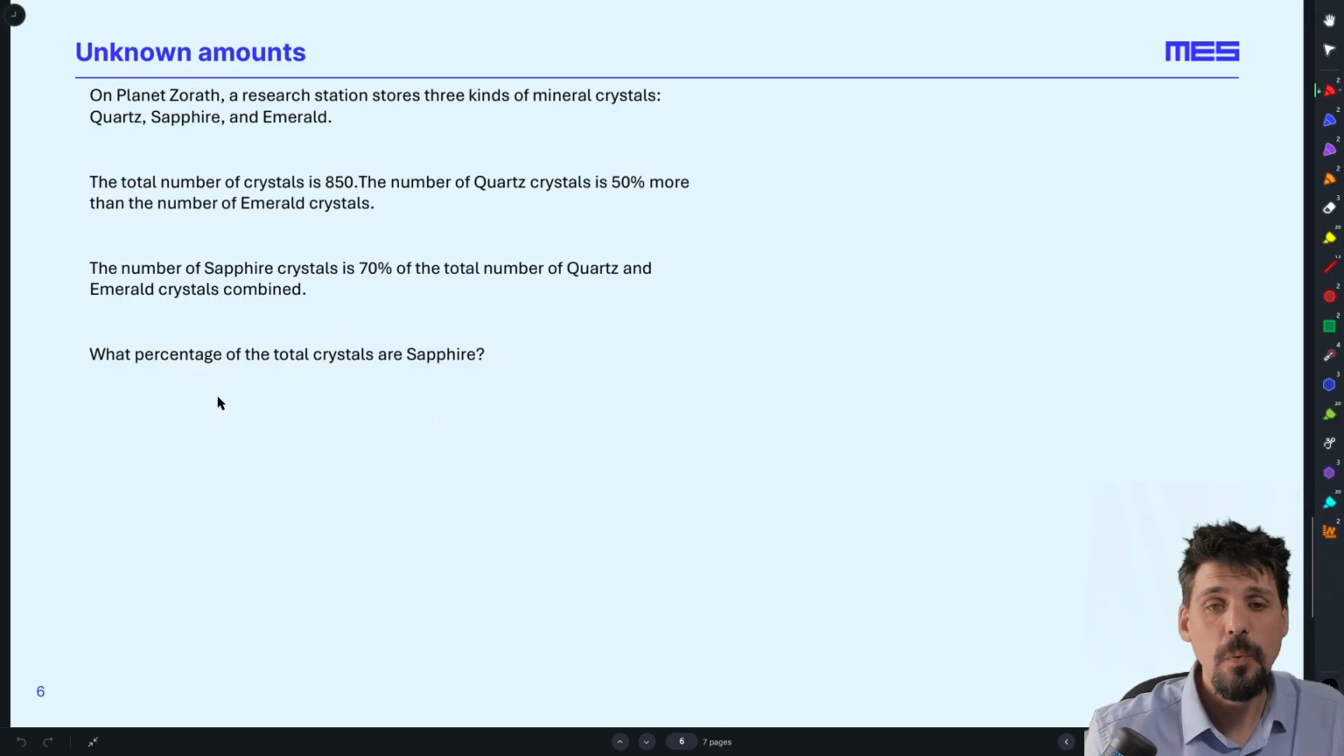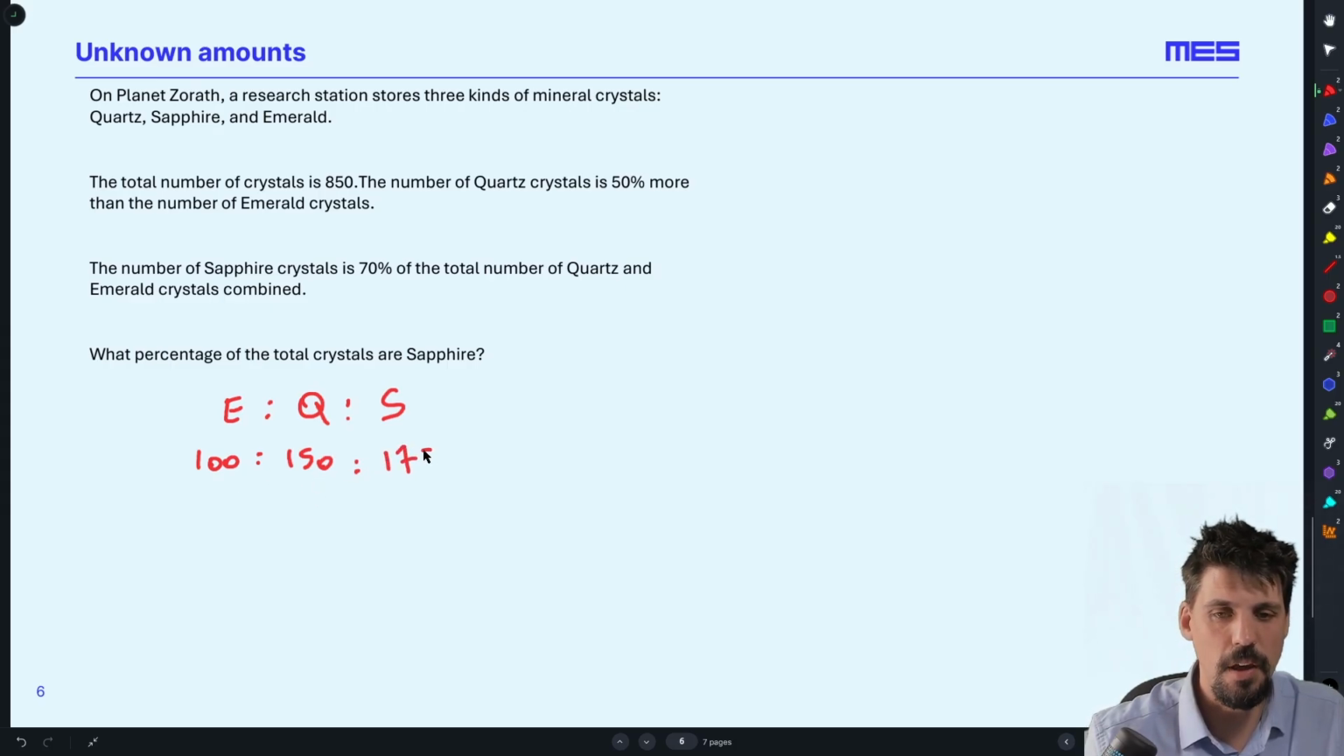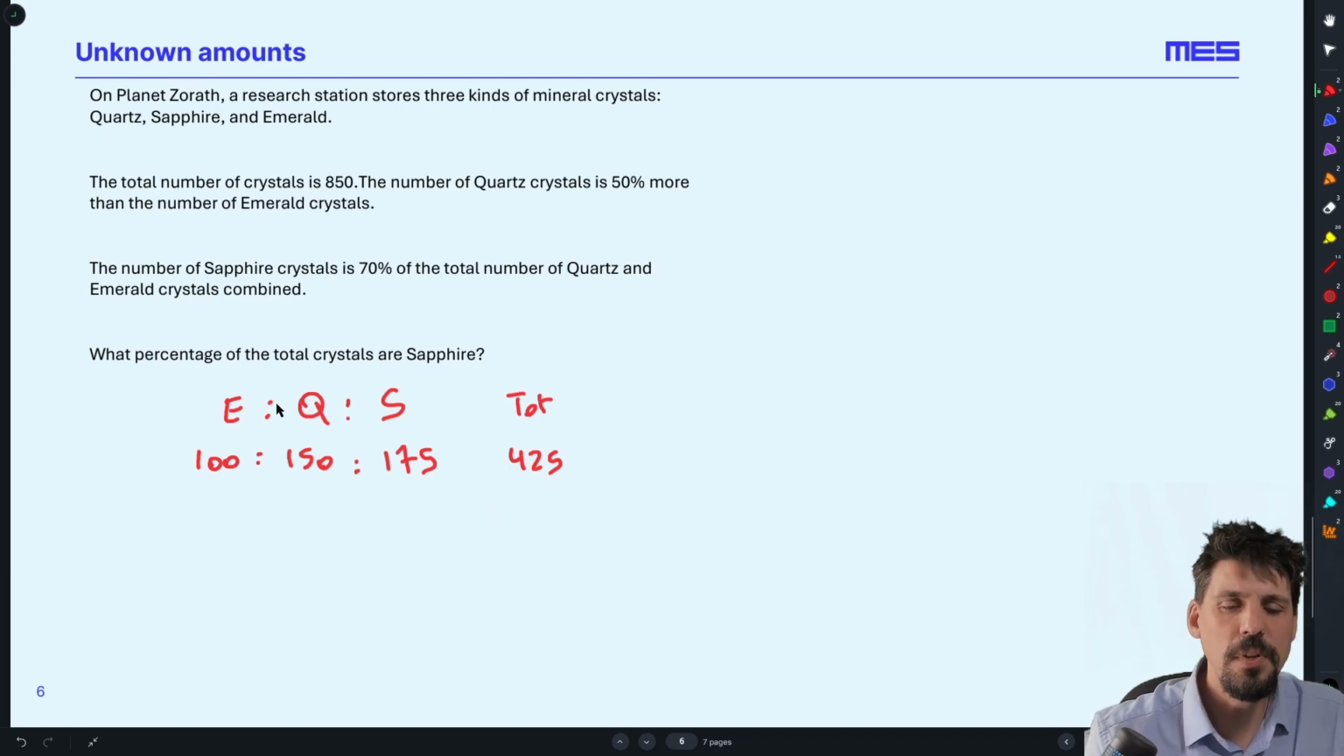Now, we can do a lot with this, but what percentage of the total crystals are sapphire? Well, in fact, we could just go, right, so emerald crystals, quartz crystals, sapphire crystals. Let's just take an amount. Now, we know I'm going to need 50% more, so I'm just going to take emerald to be 100. That doesn't really matter to me. Quartz is 150 then, because it's 50% more. And then sapphire is 70% of this total. That is 250 crystals between them. 70% of that is 175. For a total of 425.